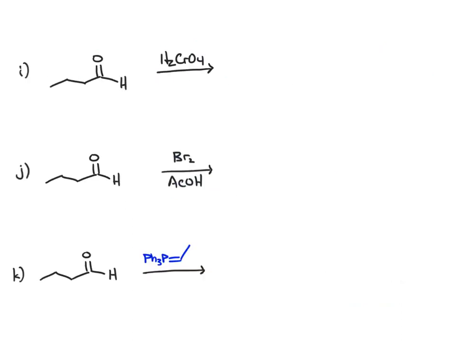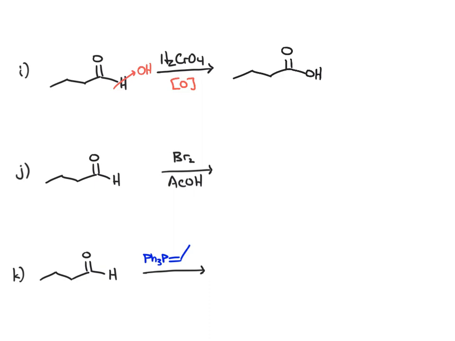In I, we're doing a harsh oxidation with chromic acid. Because it's a harsh acidic oxidation, that'll oxidize the hydrogen to an OH. So we go from the aldehyde to the carboxylic acid.